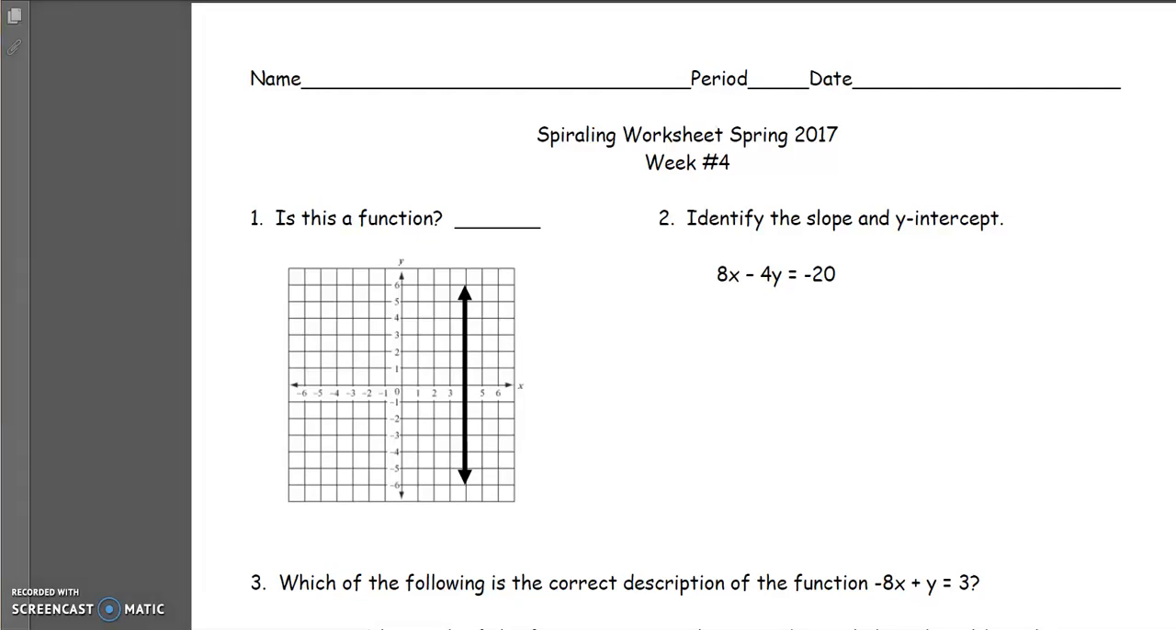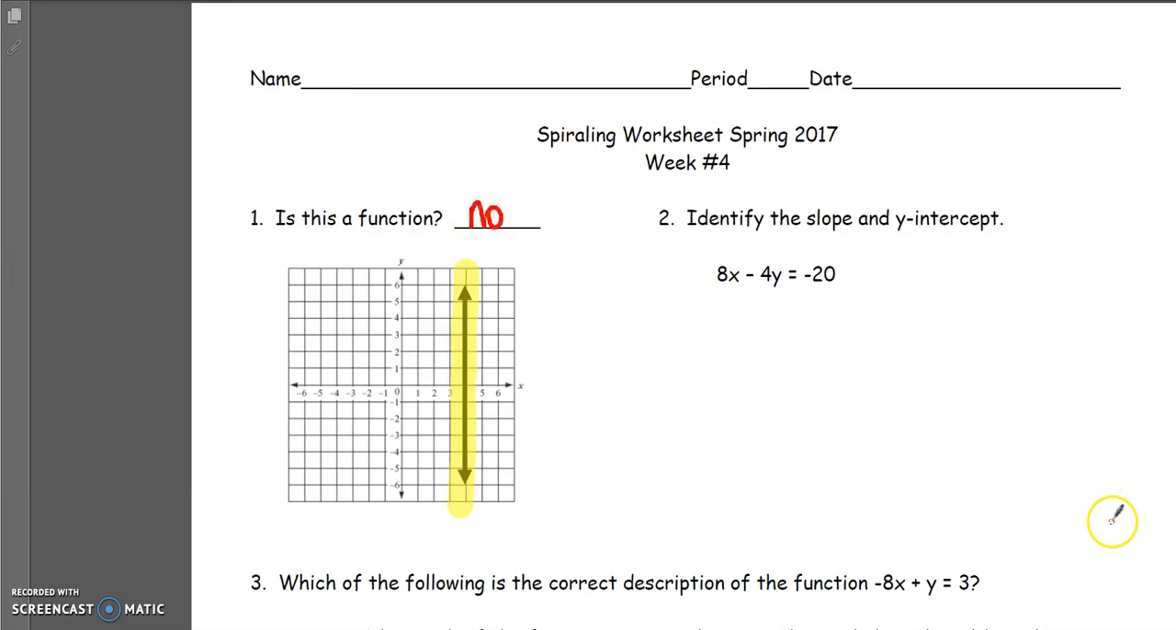Okay, today we're going to go over the spiraling worksheet, week number 4. Number 1 says, is this a function? So remember, we can do our pencil line test or our vertical line test. If I can draw a vertical line and I'm crossing more than one point at a time, then no, this is not a function.